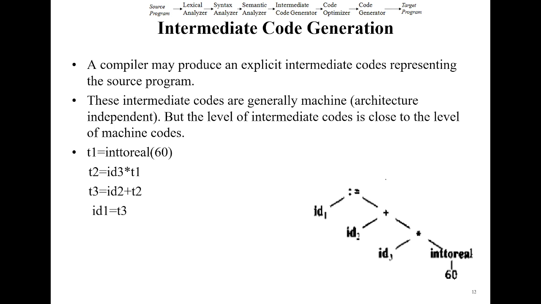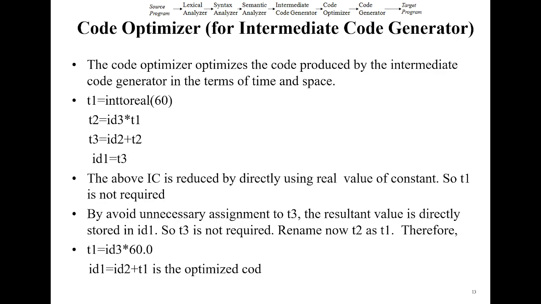In the intermediate code generator, 3 address code will be generated. Right? So T1 will be the conversion of 60 to real. T2 is ID3 multiplied by T1 and T3 is ID2 added to T2, and finally we are assigning the result to ID1.